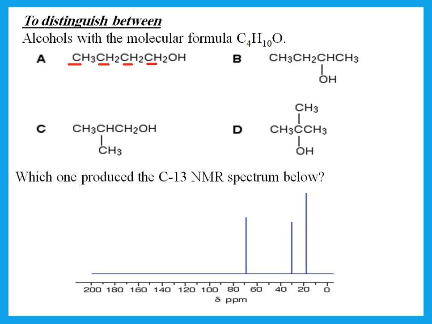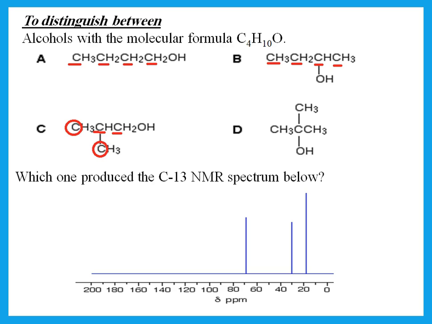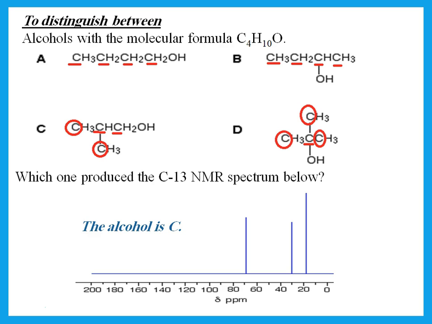What about the one in B? The one in B will also have 4 peaks because all of these carbons have different environments. What about C? Well, let us take a look. These 2 carbons are the same, so both of them will give me 1 peak, and then I have another for the CH, another for the CH2. So actually, this is the one that will give 3 peaks. While in D, all the CH3s are 1 peak, and then the CO is another peak. So the one in D will give you only 2 peaks. So the one that will give 3 is the alcohol in C.